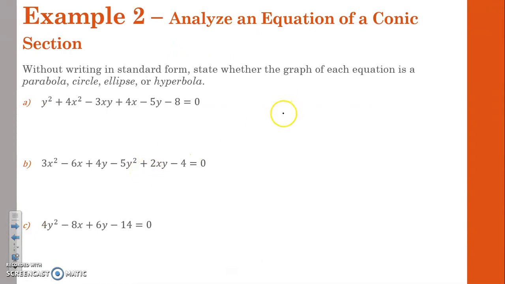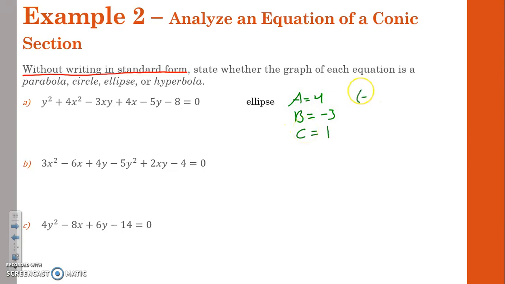We're going to analyze an equation without, notice it says without, writing it in standard form. So without writing it in standard form, we're going to figure out, is it a parabola, circle, ellipse, or hyperbola? So let's look at part A. In part A, we have an ellipse. Why? Well, if I identify my A, B, and C here, A is 4, B is negative 3, and C is 1.